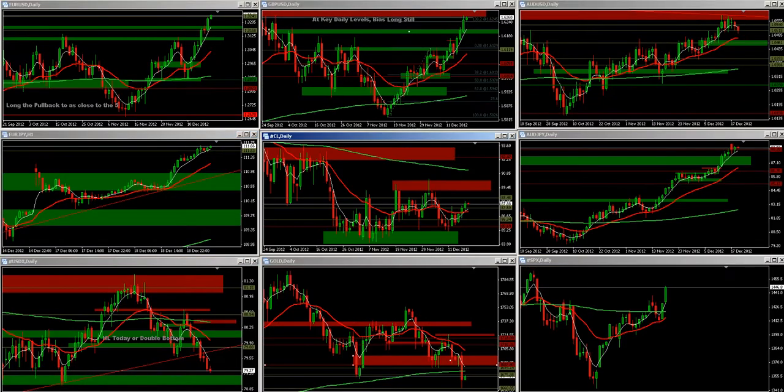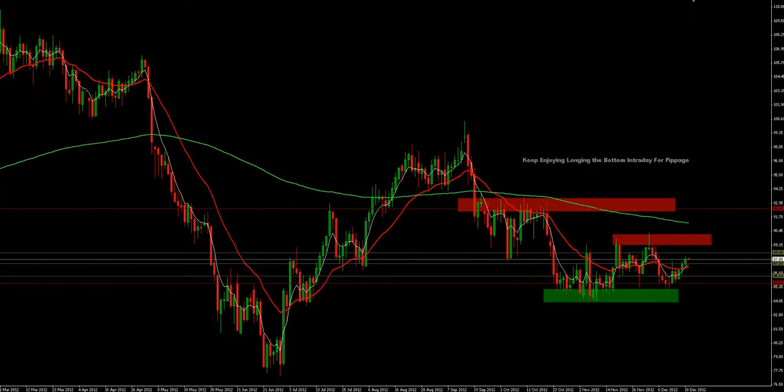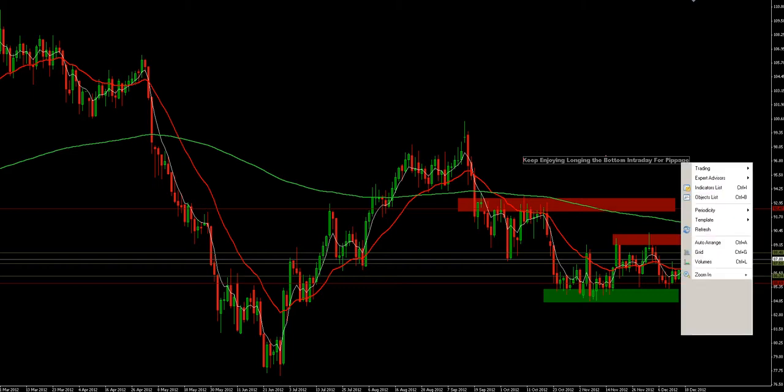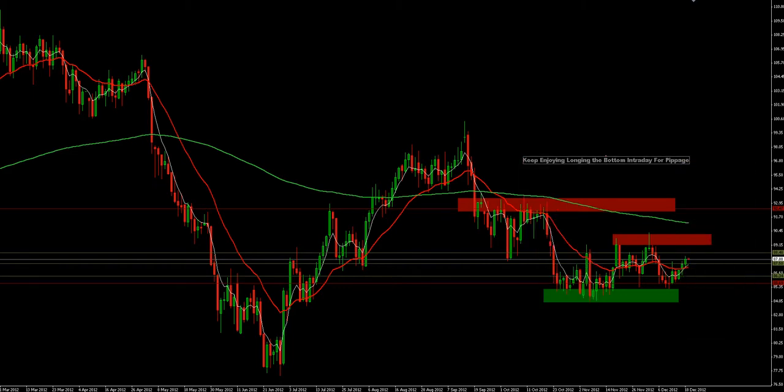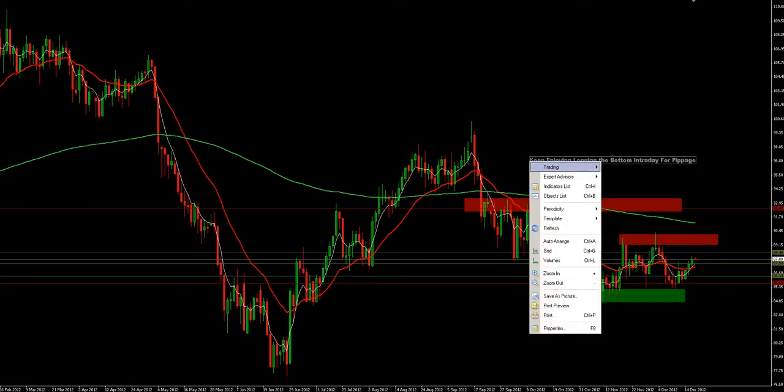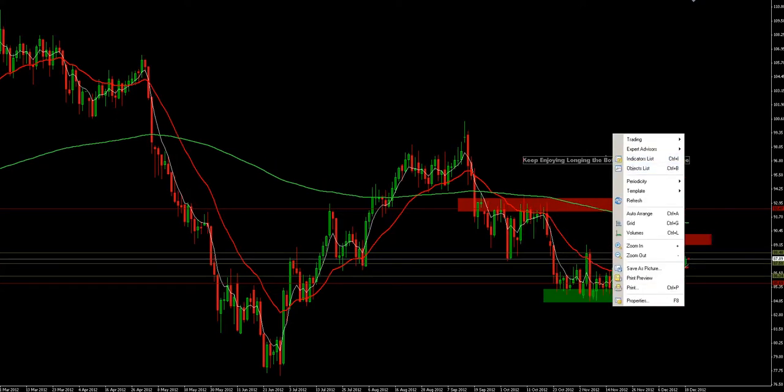All right, moving forward here, we're taking a look at crude oil now. Crude oil here, keep enjoying longing the bottom intraday for pippage. That needs to be deleted, doesn't it? Because the best opportunity there has gone, and it's going to give me trouble deleting it. It's chart bot here. Okay, chart bot, you're going to make me have to do something extreme.